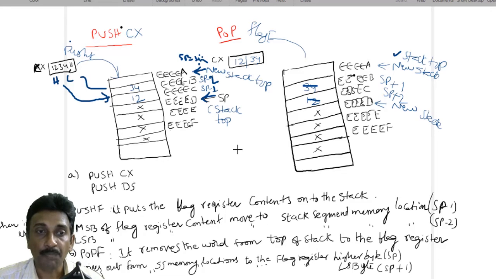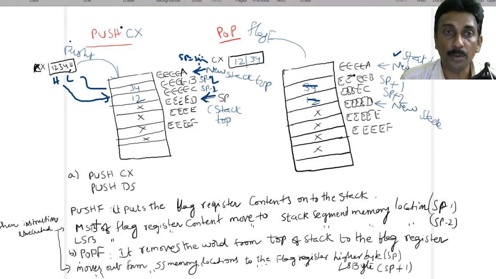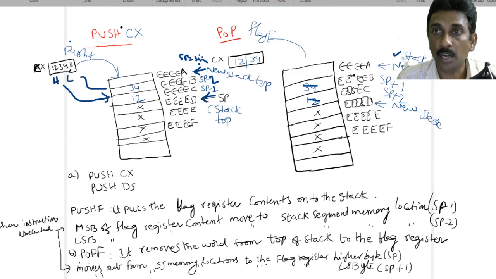In similar fashion, the PUSHF and POPF instructions are also used. PUSHF and POPF are used only for sending the data between the flag register and the stack memory locations. PUSHF puts the flag register contents onto the stack, and POPF means that it removes the word from the top of the stack to the flag register. Everything else is the same as we just discussed for the push and pop instructions. This is exactly the same, so don't get confused about these things. This covers the push and pop instructions.